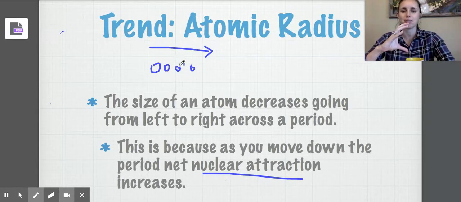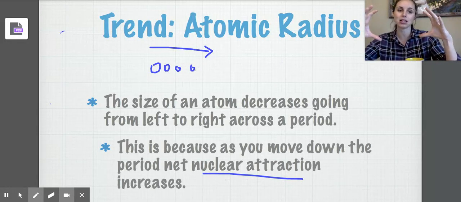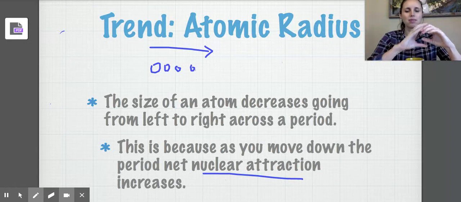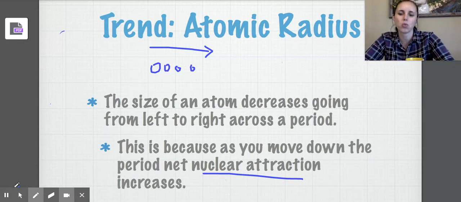As I take a step over here, I've got even more net nuclear attraction, so these are going to pull in a little bit more. Take a step here, these are going to pull in a little bit more. And eventually I'm going to see my atom is the biggest on the left and the smallest on the right. It's the smallest on the right because it has the most positive core. It's got the strongest magnet pulling it towards the center.